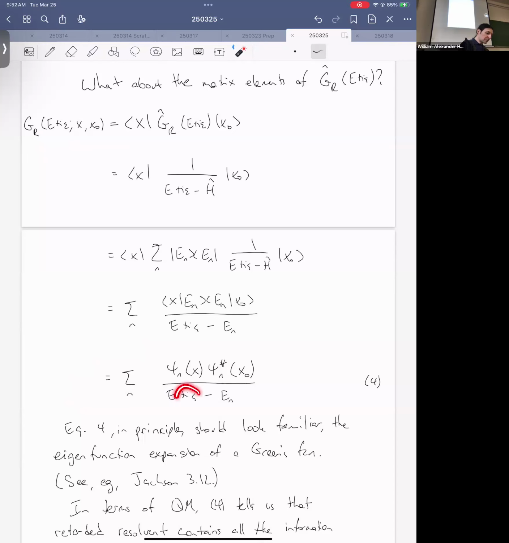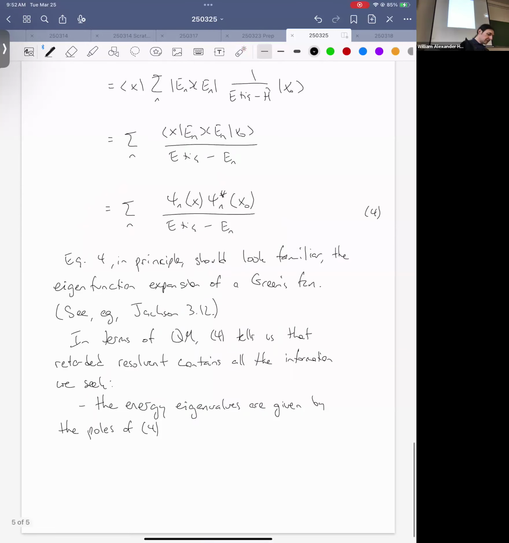And you see why this plus i epsilon is so important. Because when E does hit E_n, E being a real number, E_n being a real number, this doesn't become actually infinite. It just becomes very, very large. And the second point is that it gives us the energy eigenfunctions.